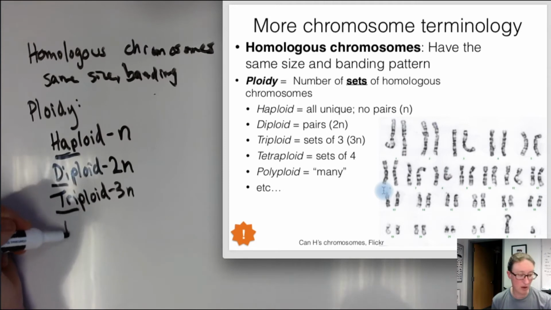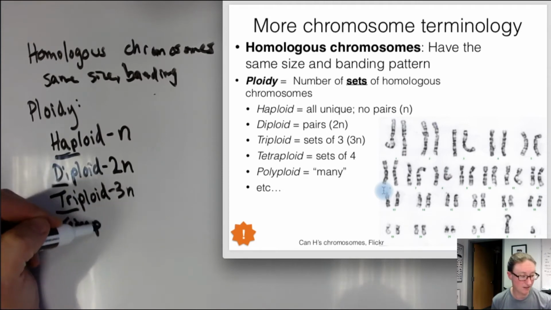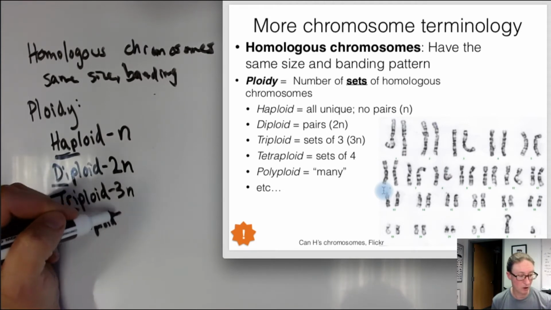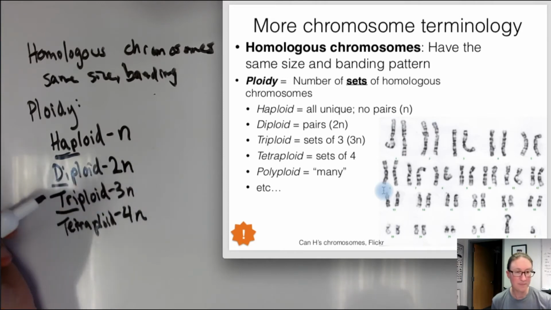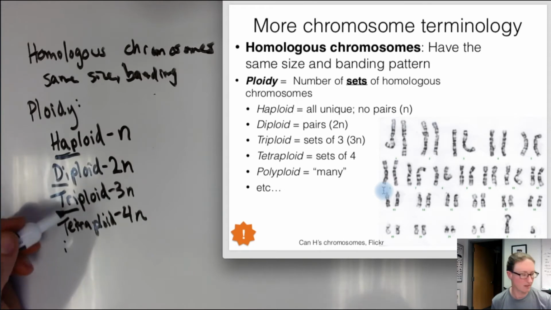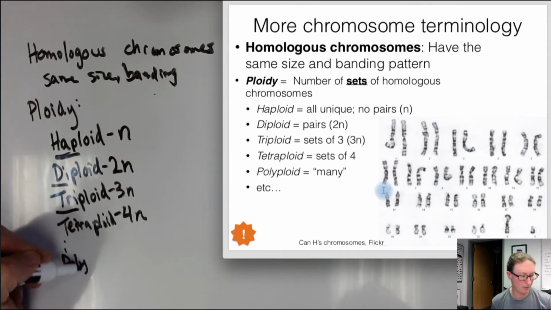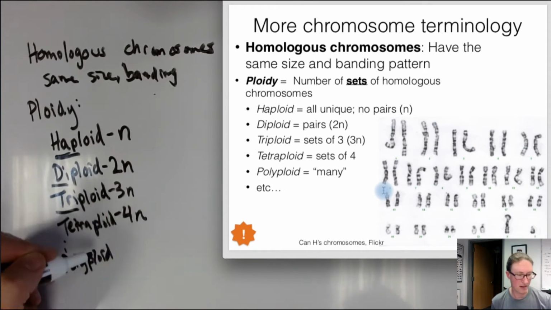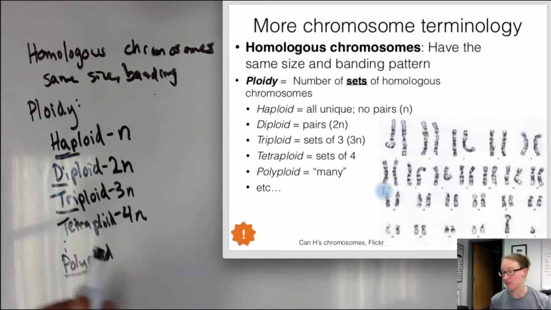And we can keep going. You could be tetraploid, so chromosomes occurring in sets of 4. And then past that point, we don't come up with specific names anymore, so we just call everything polyploid. Poly means many, so multiple homologous chromosomes, more than 4 per set. So if we doubled all of these human chromosomes here, then we would have a tetraploid human.